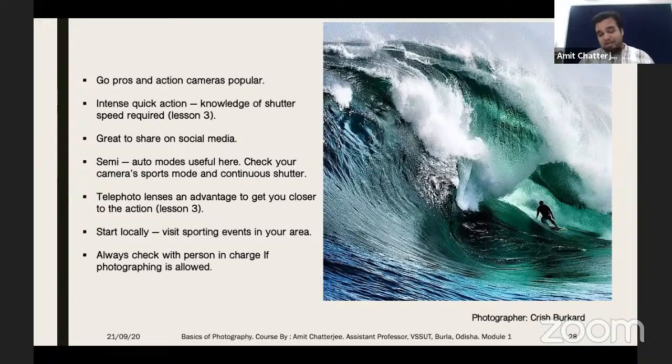Now, these photographs are great to share on social media. As I said, the dynamics itself does half the job, and you get too many likes on the photograph just because of the kind of photograph that it is.